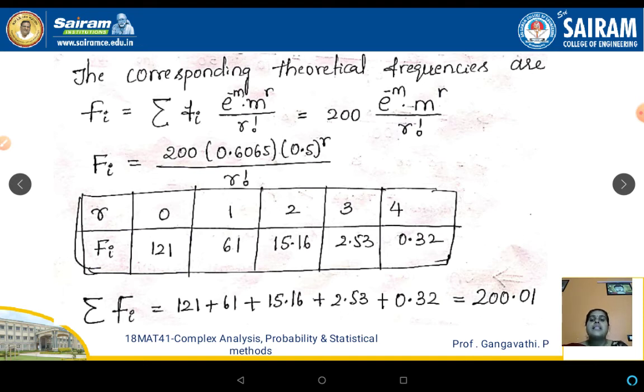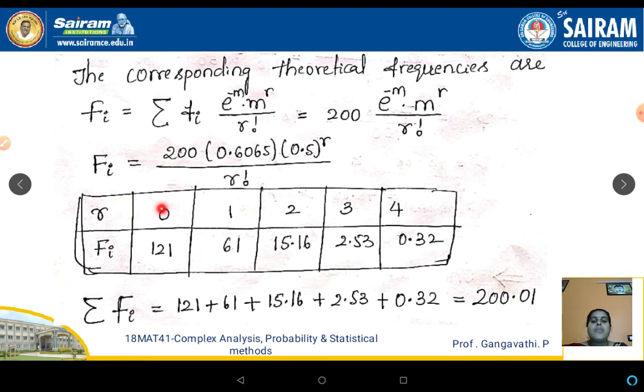To do that, let us take the expected frequencies as capital letter F, which is summation Fi into e to the power of minus m, m power r by r factorial, and substituting summation Fi as 200 and the respective values, we get this expansion. Whatever values have been given in the problem as xi, let us take them as r here. For different values of r, we are going to calculate different Fi's, that is, expected values of frequencies.